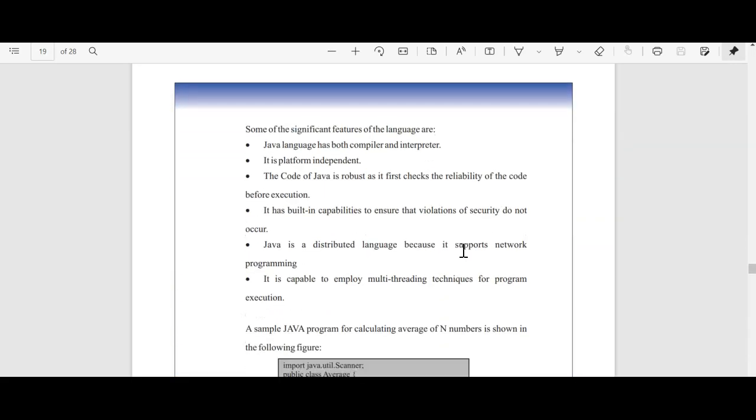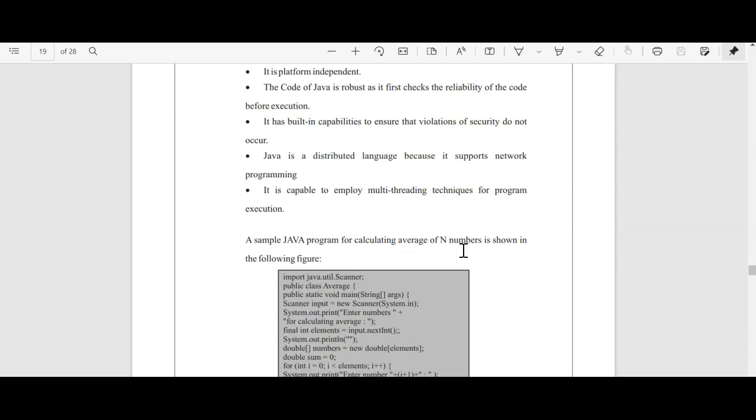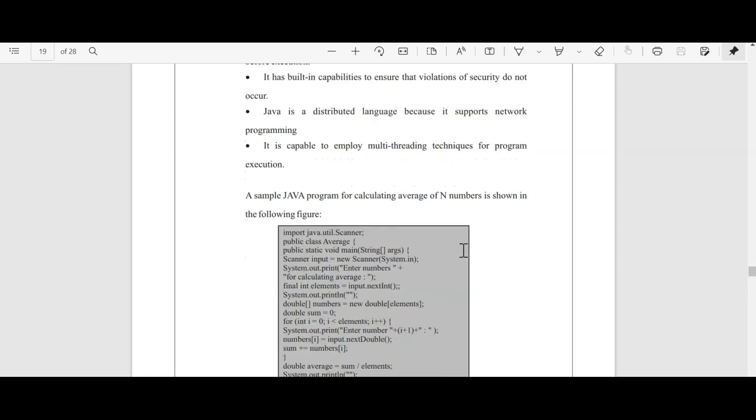So this is Java. This is also very popular, still being used by many applications because of these features: because it has compiler and interpreter, it is platform independent, and the code of Java is robust. It has built-in capabilities to ensure the violations of security do not occur. And Java is a distributed language because it supports network programming, and it is capable of employing multi-threading techniques for program execution. So it has some extensive features.